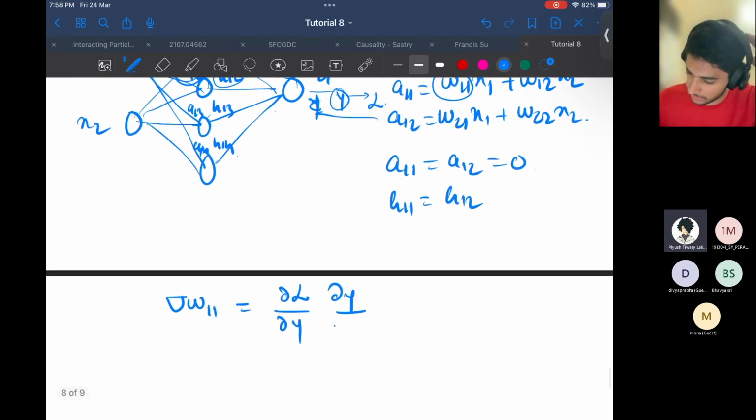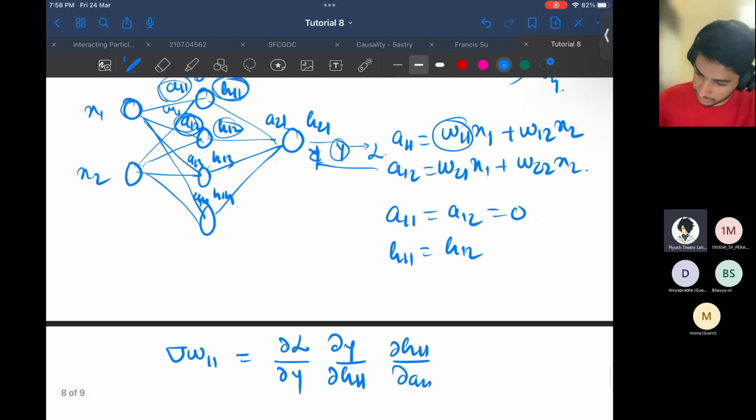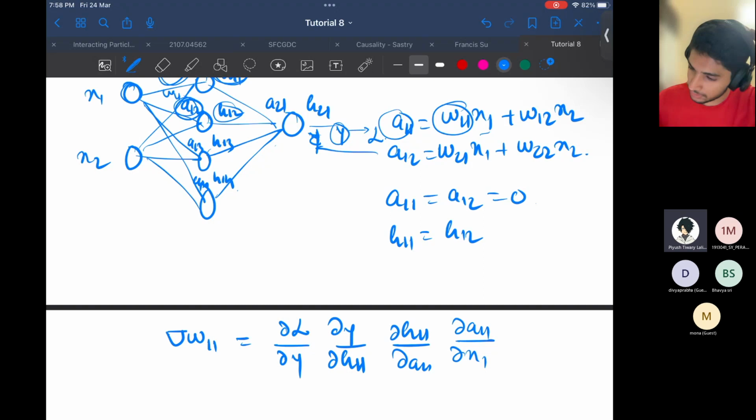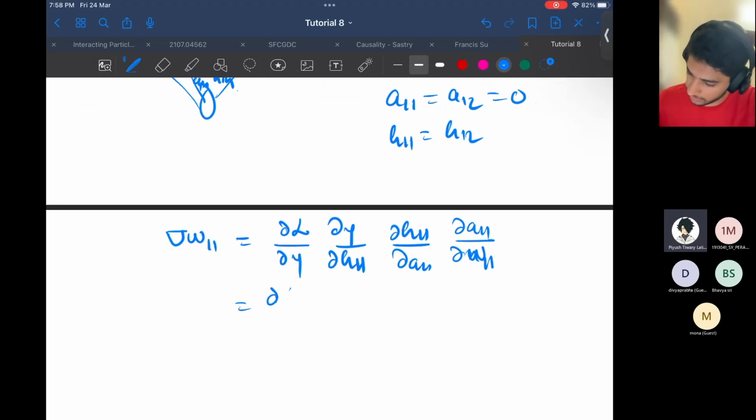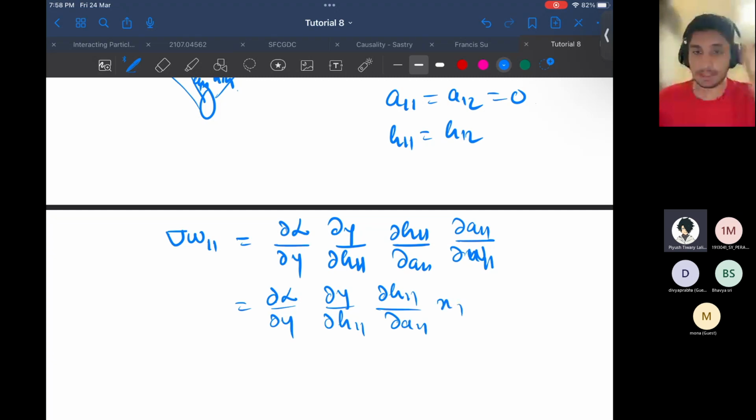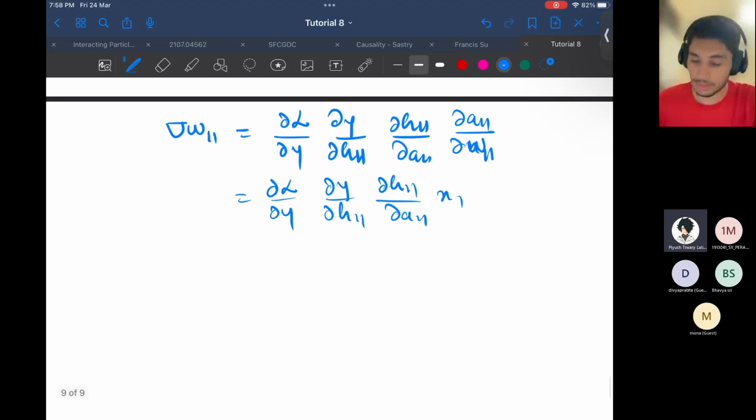So del y by del h11, then del h11 with respect to del a11, because a11 is after applying the sigmoid function, and after that del a11 by del w11, right? And what is this? Sorry, del a11 by del w11. This will be just x1, right? So this will become del L by del y, del y by del h11, del h11 by del a11 times x1, right? This is what it will become. I hope this is clear.